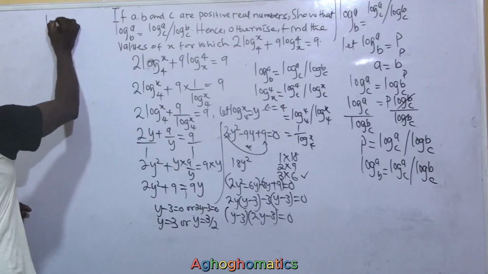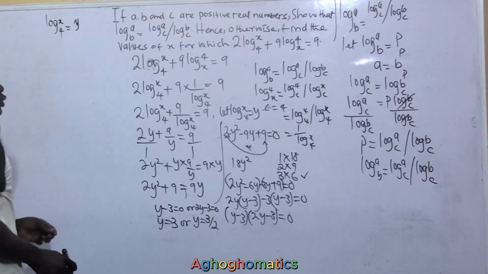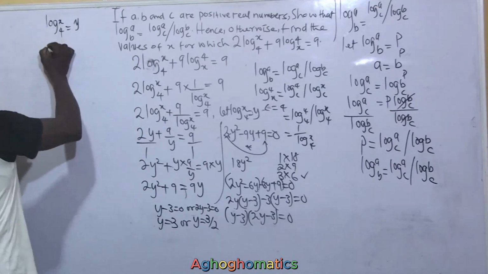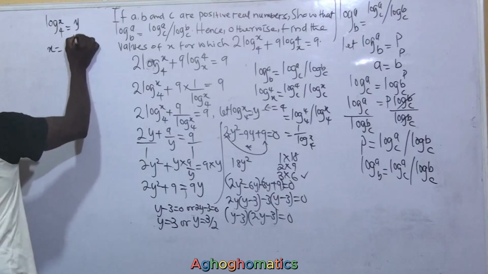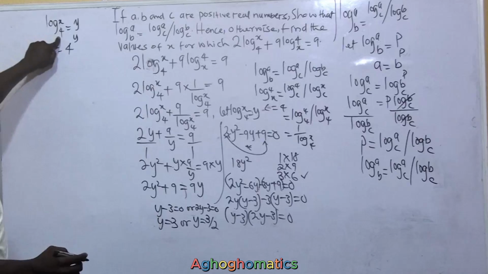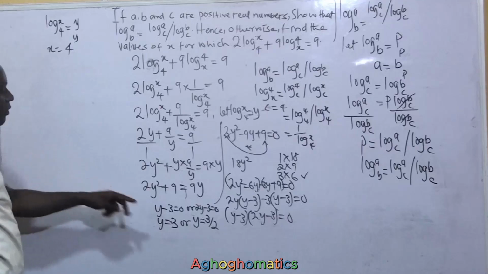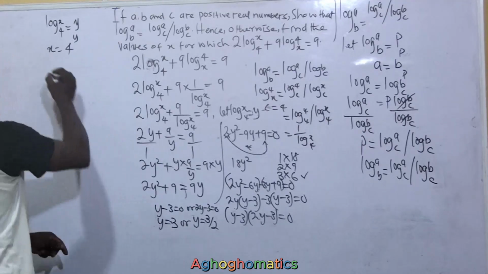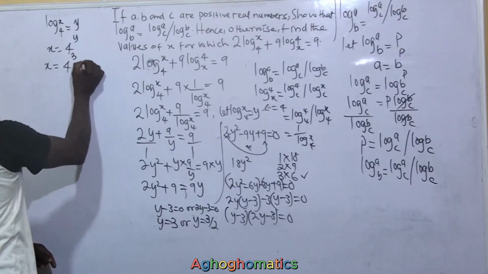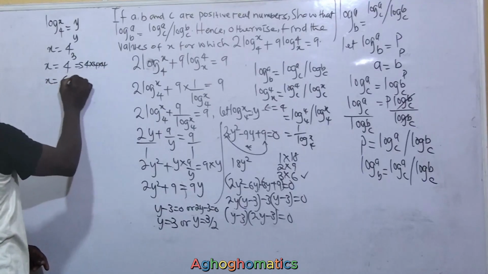But that is not the end, because if you recall, initially we said let log x to base 4 be y. So from the definition of logarithm, we are looking for x, and x is simply 4 raised to the power y. That is the definition. Now we know that the value of y at one point is 3, so let's find x at that point. x becomes 4 raised to the power 3, which means 4 times 4 times 4. So at that point, this gives us 64.